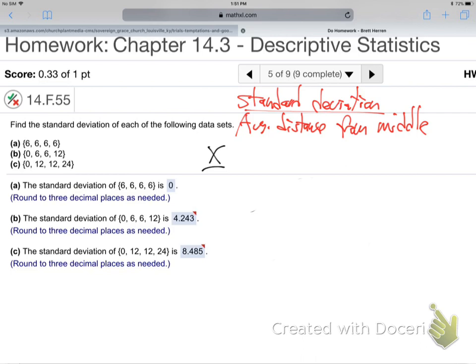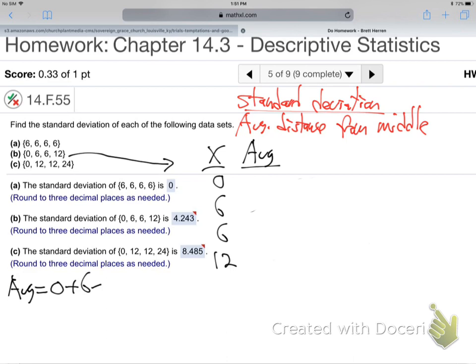First off, you list numbers. Let's do part B first, because part A is just 0. I'll explain why in a minute. For part B, you just write down the numbers first off: 0, 6, 6, 12. And then right next to them, you're going to put the average. So first off, we've got to find the average. How do you find the average of a bunch of numbers? Add them up and divide by how many numbers, right? So the average will be 0 plus 6 plus 6 plus 12 over 4. What's that? 24 over 4, 6.